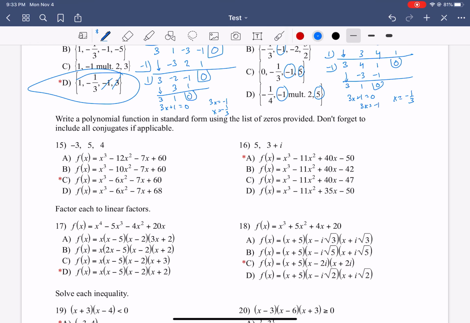All right, so next one, 15 and 16, write a polynomial function in standard form using the list of zeros provided. Don't forget all about the conjugates if applicable. So if these are our zeros, that means our factors would be x minus r, x minus r, and x minus r. So that would mean we have x minus negative 3, so x plus 3, x minus 5, and x minus 4. So we have to actually distribute this out.